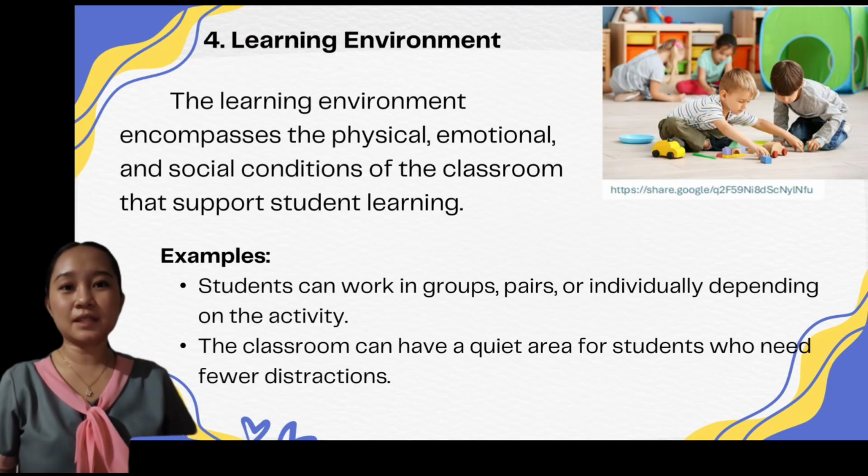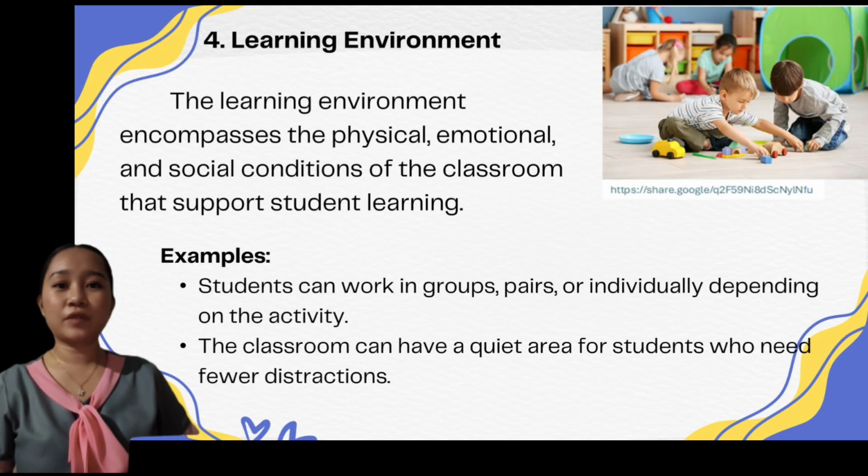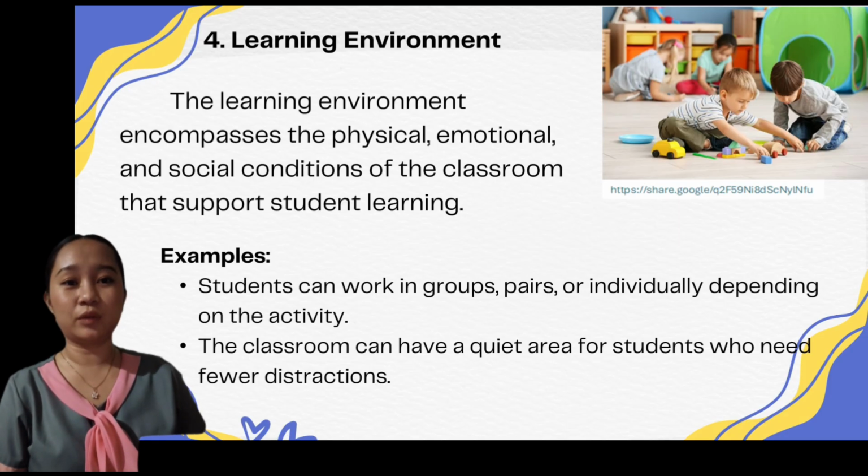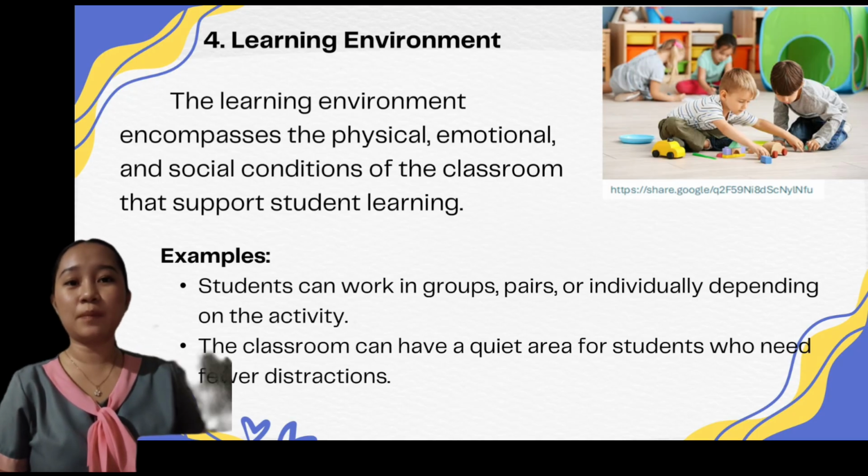The fourth element is the learning environment. This refers to the physical, emotional, and social conditions in the classroom that support the student learning. A supportive learning environment can help the students feel comfortable participating, asking questions, and working toward the learning goal. Therefore, differentiation can happen not only in the lesson itself, but also in the environment where learning takes place. So we have discussed the 4 classroom elements.